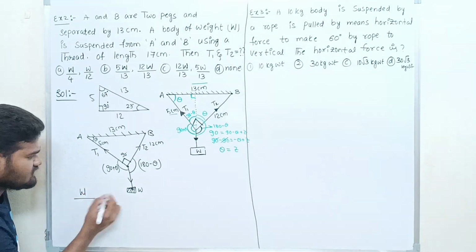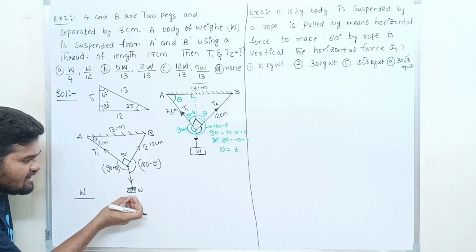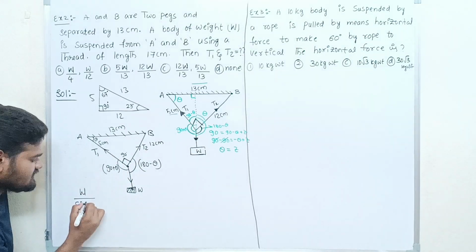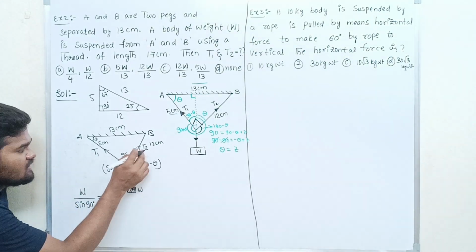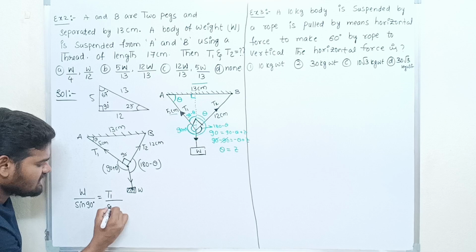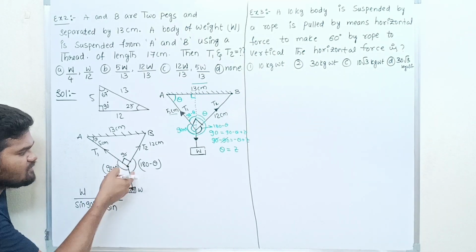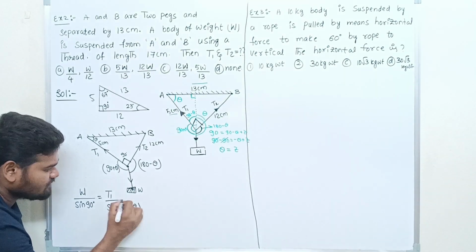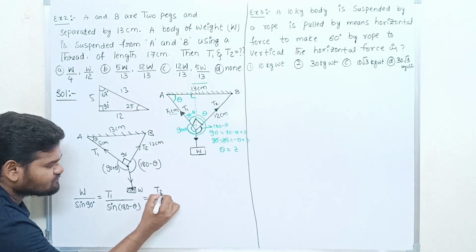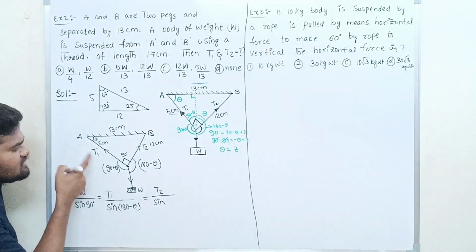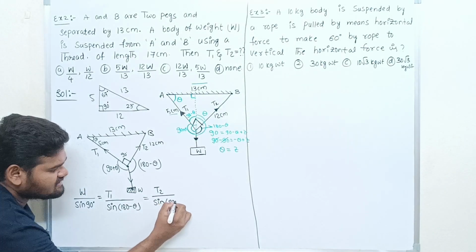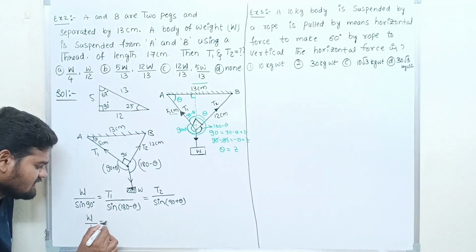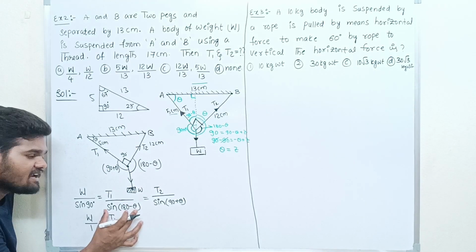W, the gravitational force acting in a downward direction, divided by the sine of the angle between the other two forces, which is 90 degrees, equals T1 divided by the sine of the angle between the other two forces, that is T2 and W, 180 minus theta, equals T2 divided by the sine of the angle between the other two forces, 90 plus theta. So W by sine 90 degrees is how much? 1. That equals T1 divided by sine 180 minus theta.